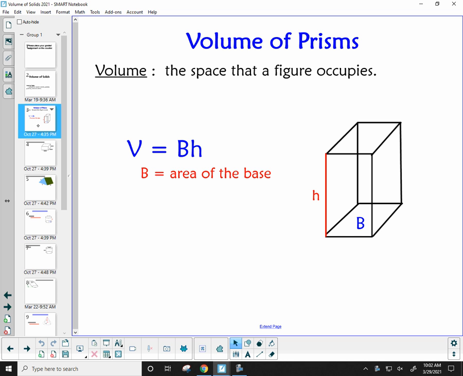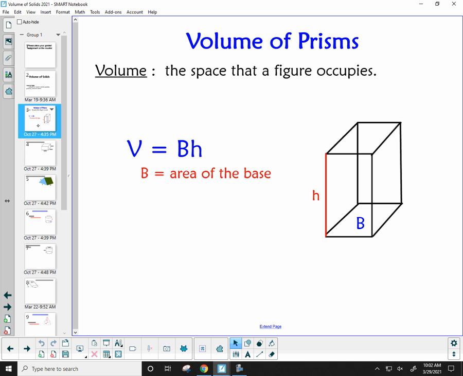Okay, so to find the volume of the prism, the formula is area of the base times the height. Capital B stands for the area of the base. The height refers to the distance between the two bases. In this case, it is a vertical measurement, but it doesn't always have to be vertical. And I'll show you that in a minute.